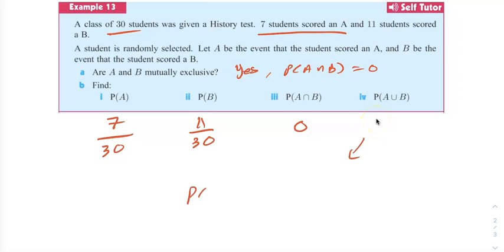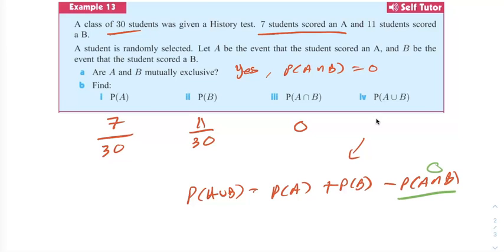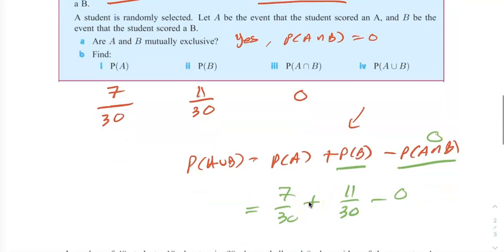Now again, I just tend to use the basic combined formula. And I sub in what we have. We have this is 0, because it's mutually exclusive. Probability of B we just found is 11 over 30. Probability of A is 7 over 30. So my answer here is going to be 7 plus 11, 18 over 30.